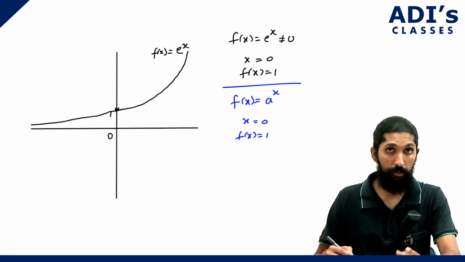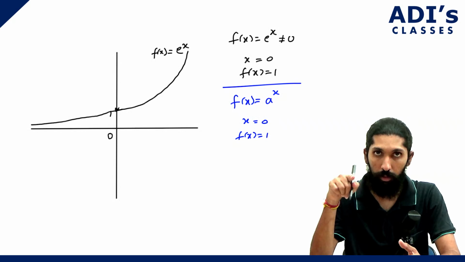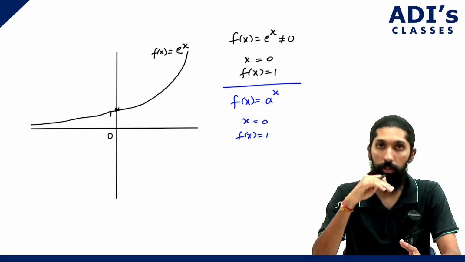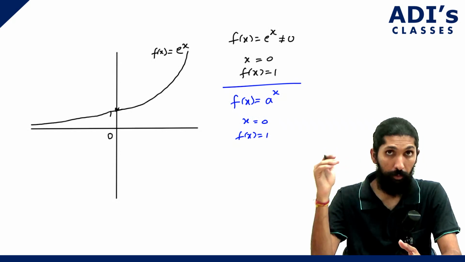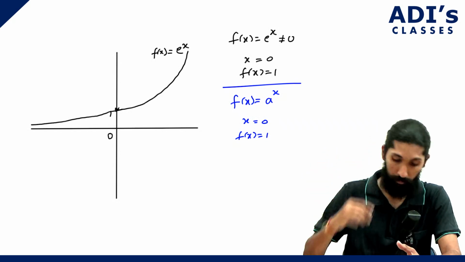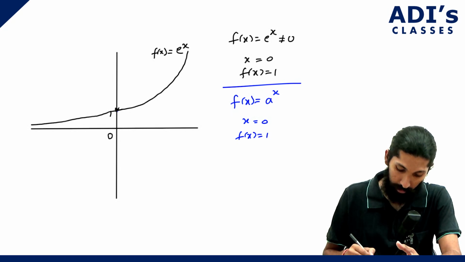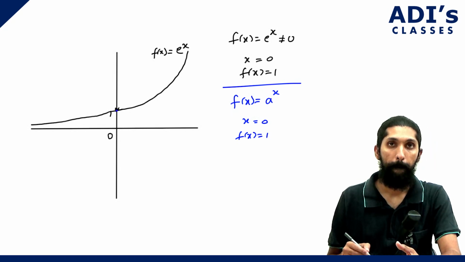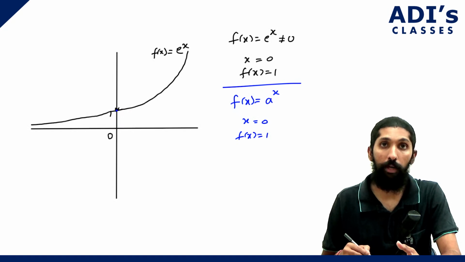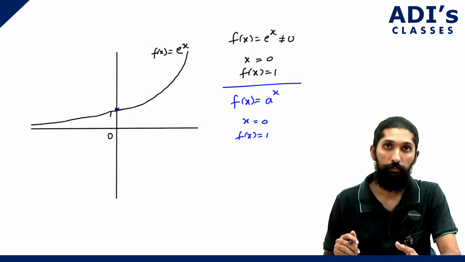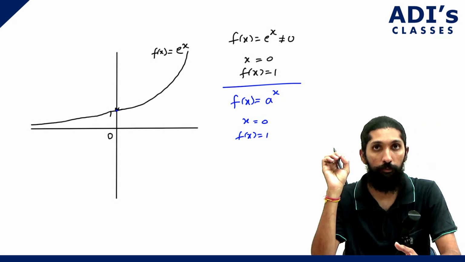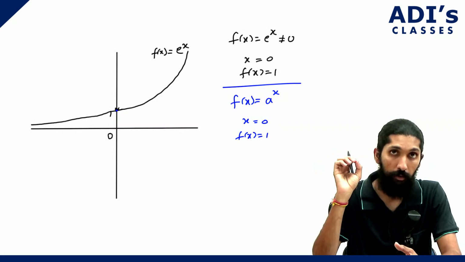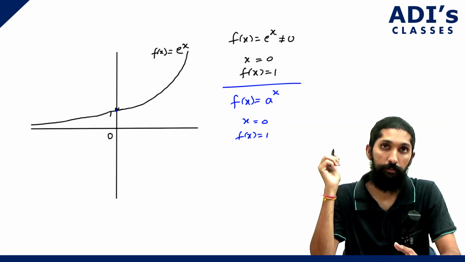Remember, the very first condition is a is not equal to 0. So there is no case of 0 power 0 whatsoever. Any number to the power of 0 is always 1. That means they coincide at this point. Depending on the value of a, you can have different types of graphs.